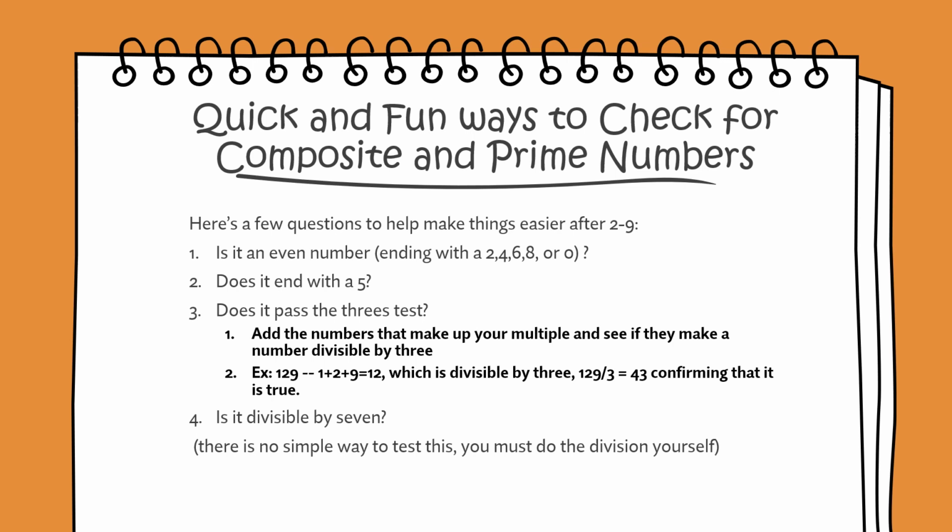But once you get through the end of it, if you've gone through all 4 questions and the answer has been no every time, then your number is prime. If you've answered yes to any one of these 4 questions, then your number is a composite number.